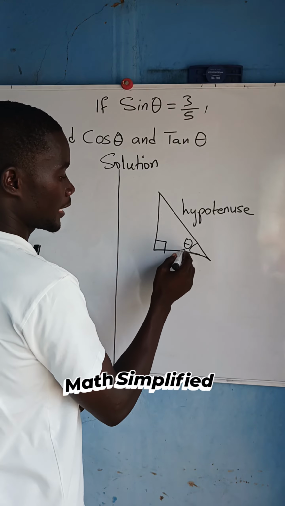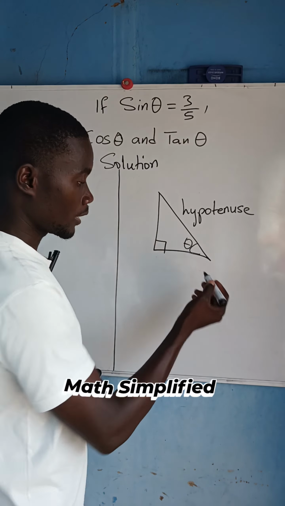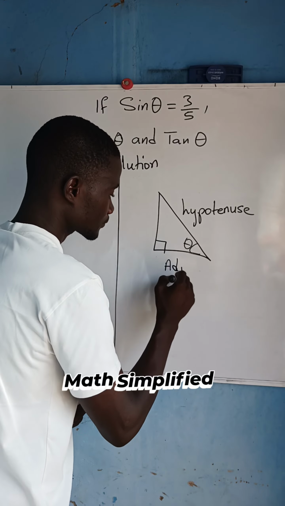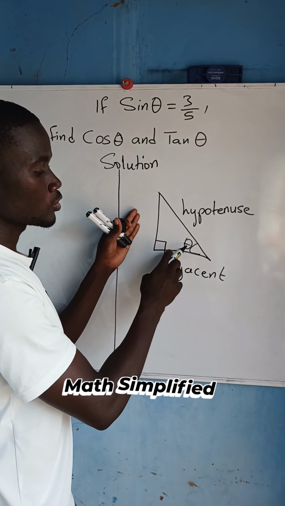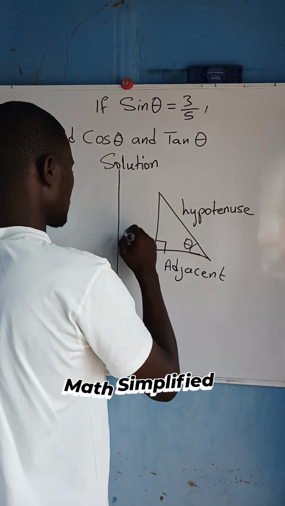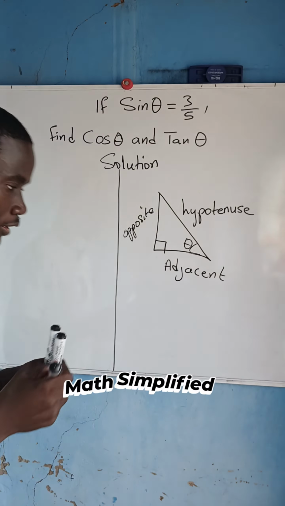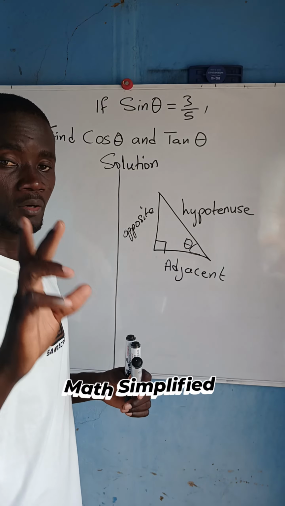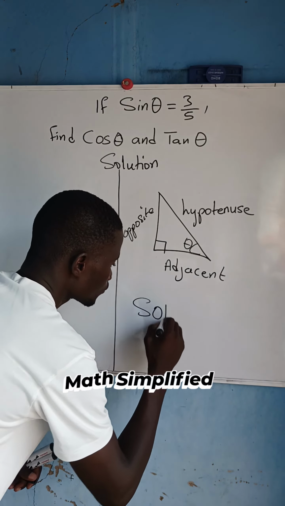Okay, the side closer to the theta or the angle is adjacent. So here is adjacent, and the side opposite to the theta or the angle given is called opposite. So here is opposite.